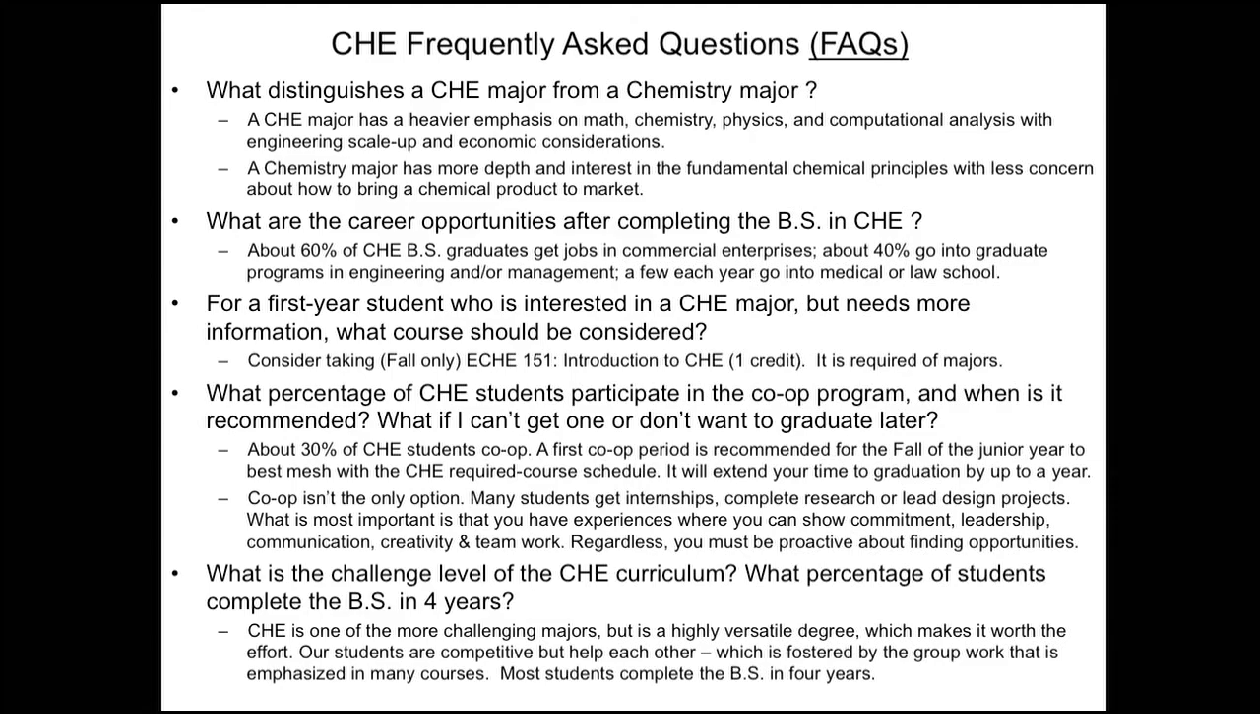In terms of career opportunities for chemical engineers with a bachelor's degree, we do have probably over half, maybe close to 60% of our students go directly into industry, and about 40% go to graduate school of different types. There's a lot of crossover between engineering and management, as well as some of the other professional areas.